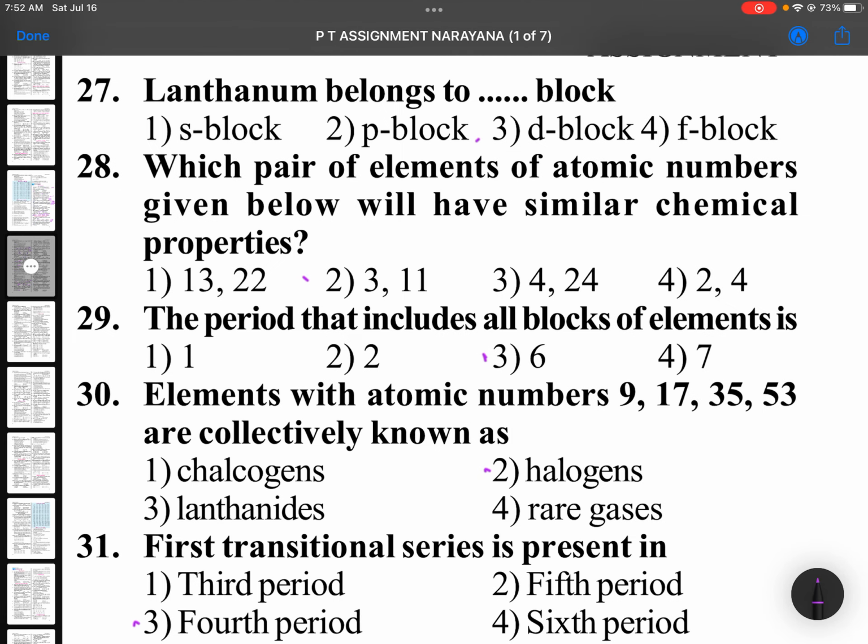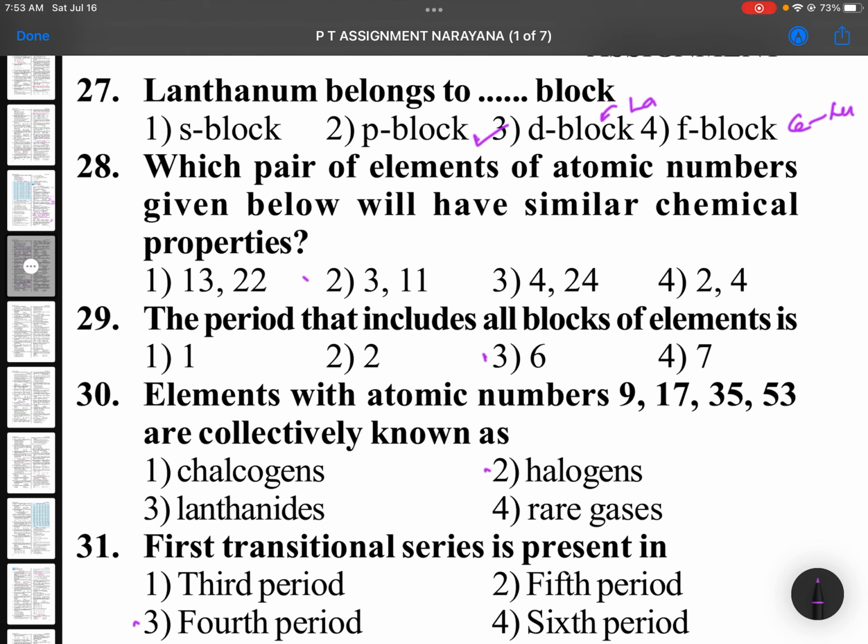Lanthanum is of d block. After lanthanum, 14 elements are f block, cerium to lutetium. But lanthanum belongs to d block. Which pair of elements of atomic numbers given below will have similar chemical properties?